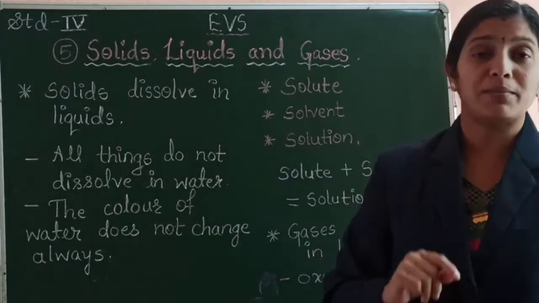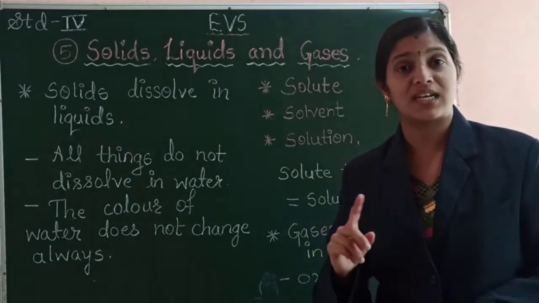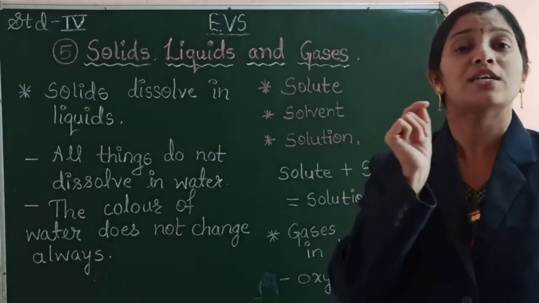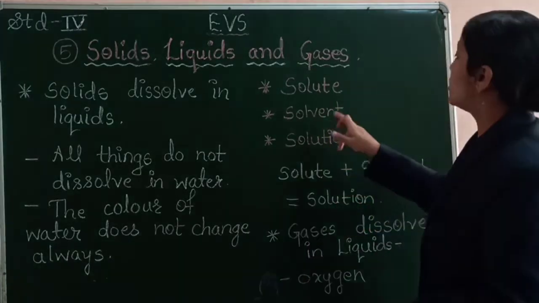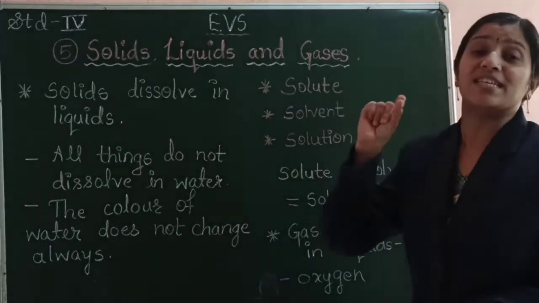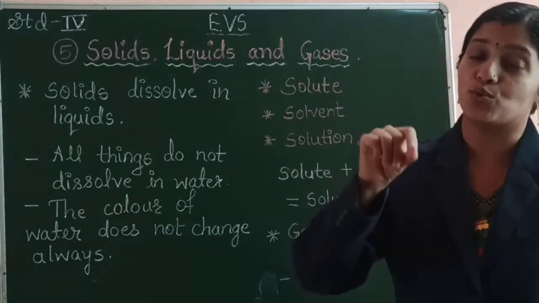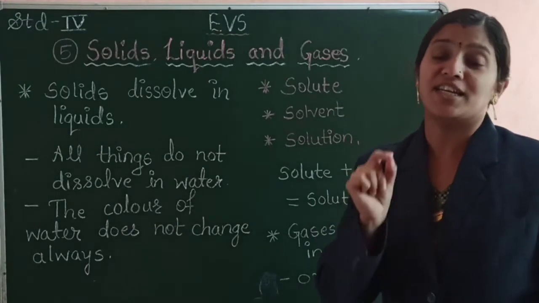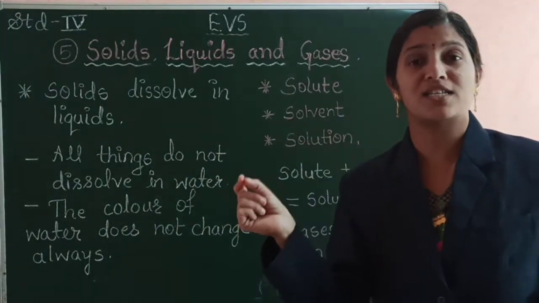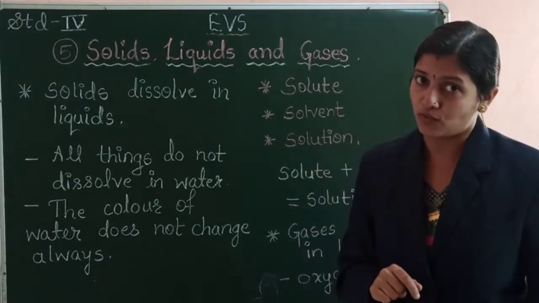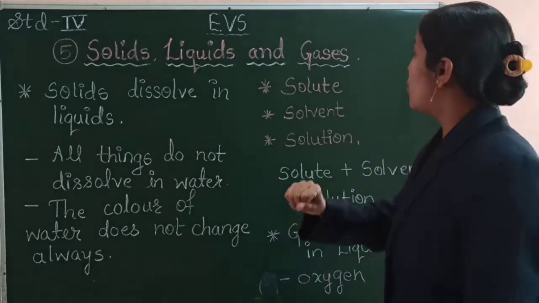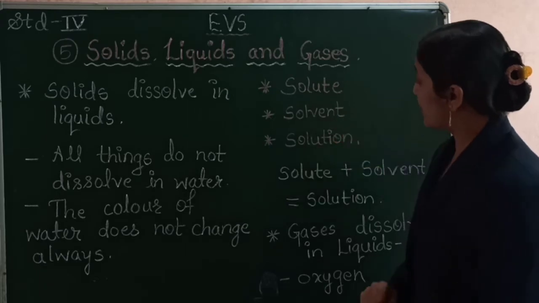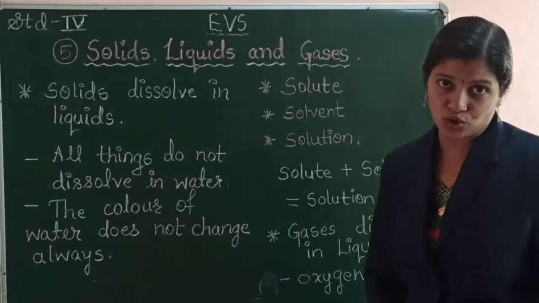So the experiment or the activity that we are going to conduct, in that the solute substance is salt or sugar. So what is solute? Solute is any solid substance that is put into the liquid, and solvent is the liquid in which the solid substance is put for dissolving. And the syrup or the mixture of both solute and solvent together is called as solution.